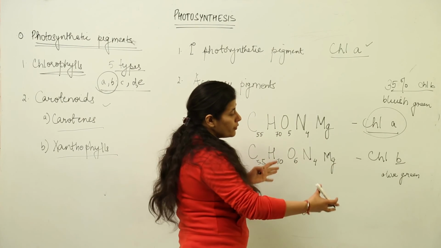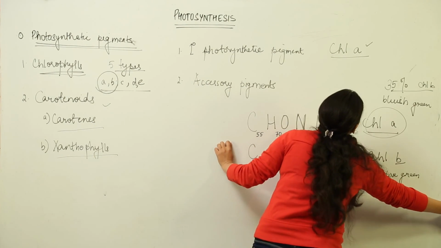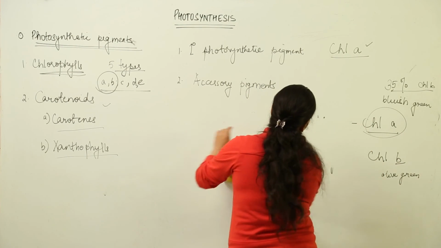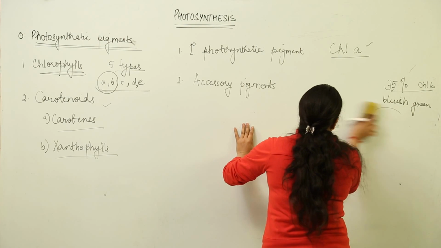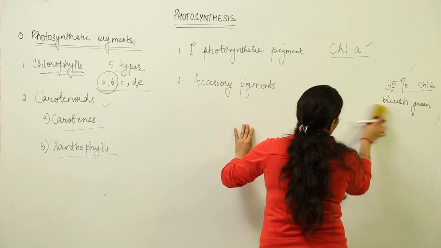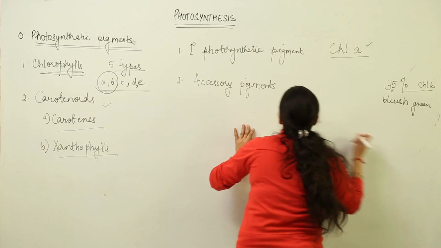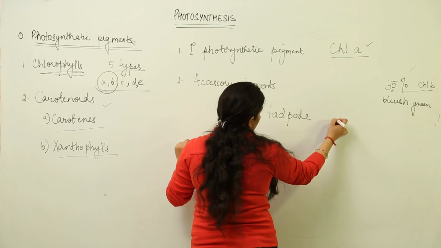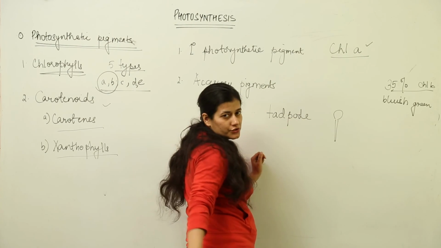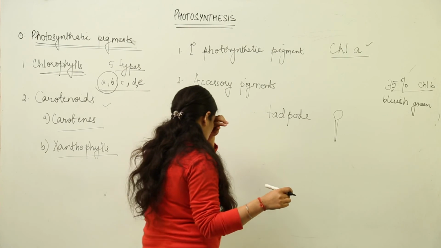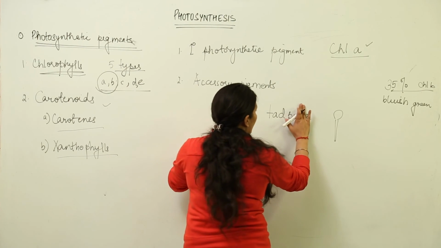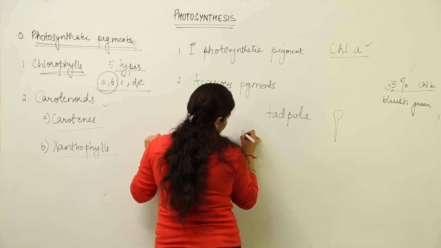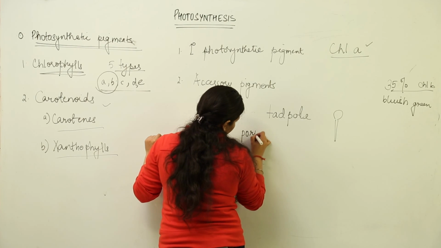Now, the structure of both chlorophyll A and chlorophyll B would almost be similar, where you have to keep in mind that chlorophyll A has a tadpole-like structure. A tadpole has a head and a long tail, something like this. You don't have to get into details of the structure. It has a porphyrin ring.